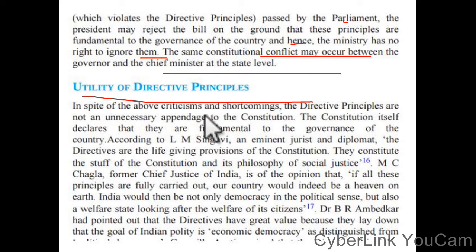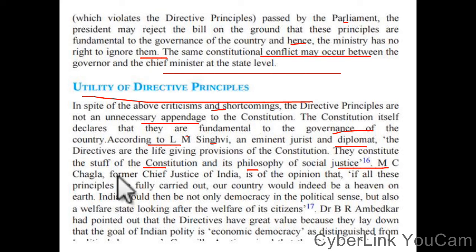Utility of directive principles. In spite of the above criticism and shortcomings, the directive principles are not an unnecessary appendix to the Constitution. The Constitution itself declares that they are fundamental to the governance of the country. According to L.M. Singhvi, an eminent jurist and diplomat, the directives are the life-giving inflection of the constitution, the soul of the constitution and its philosophy.